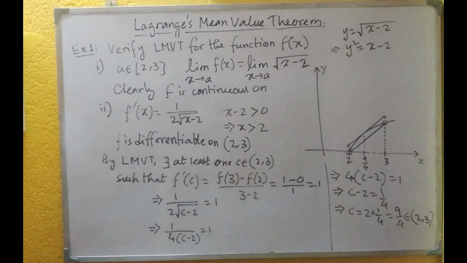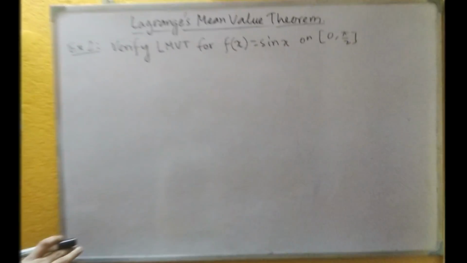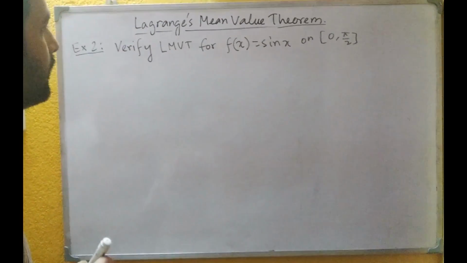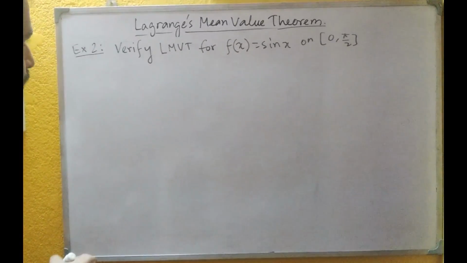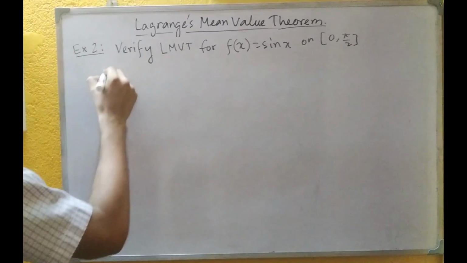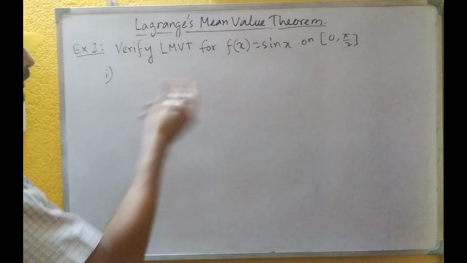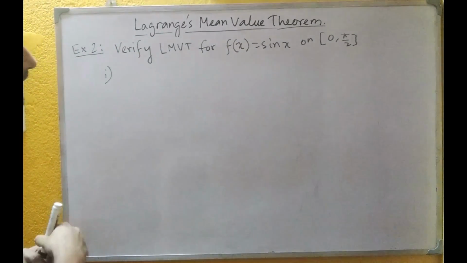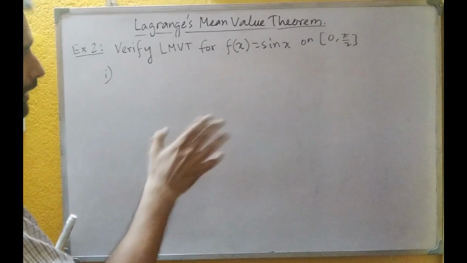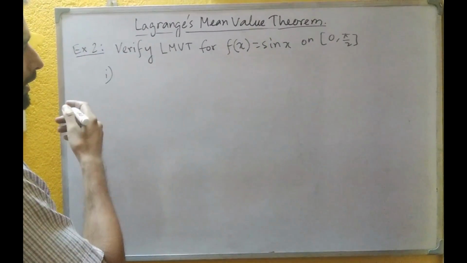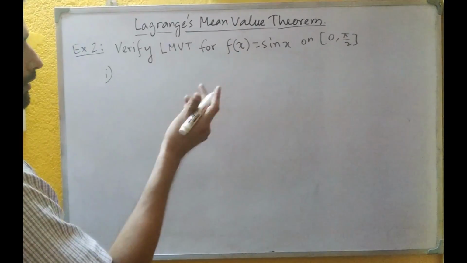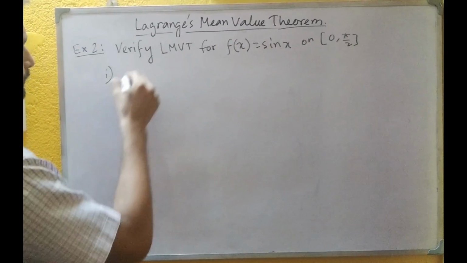So let us proceed to another example. This is our second example. It is sin x on the interval 0, pi by 2. We know that the function sin x is continuous throughout the real numbers. So here we straightforwardly say that the function is continuous on the closed interval 0, pi by 2.